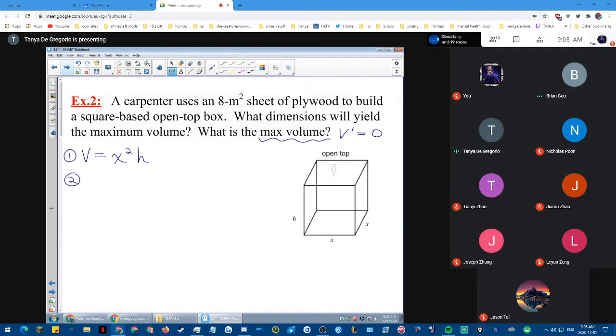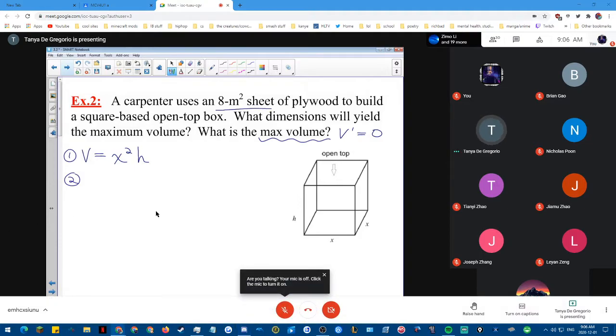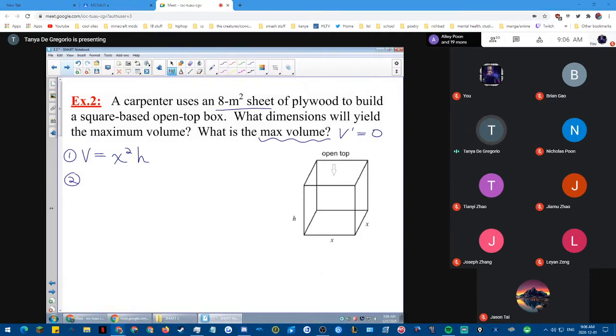So what area of information is here? A carpenter uses this much material to build a square base open top box. So they're telling us how much material. What are they giving us? I think somebody said it at home. Surface area. Yeah, they're giving you surface area. Now be careful here because it's an open top and that's going to affect the surface area. So how do I find the surface area of this figure? What do I do? You find the area of each side and then you add them all together, right?